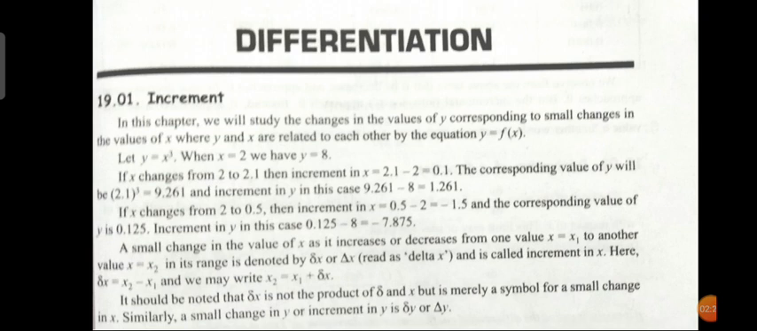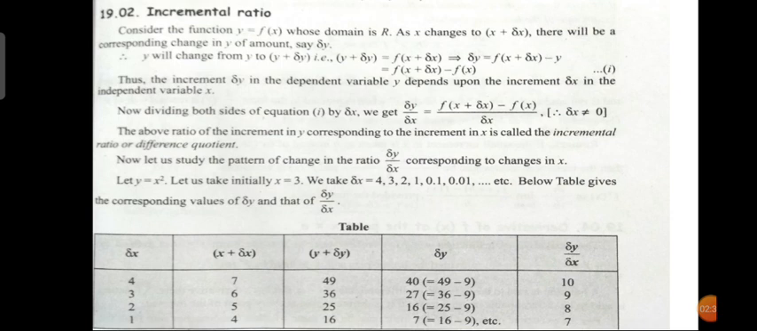And the increment of y is delta y. Two types of notations are there. Increment means the change in a variable. That's the increment section. Then the incremental ratio is also not very important, but you have to know the terms. The incremental ratio is delta y by delta x equal to f of x plus delta x minus f of x, by delta x.